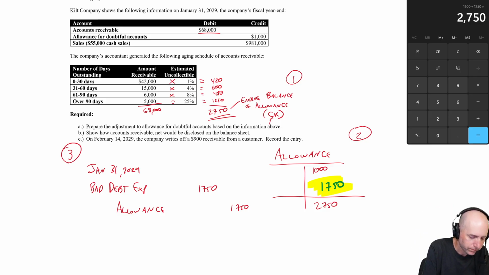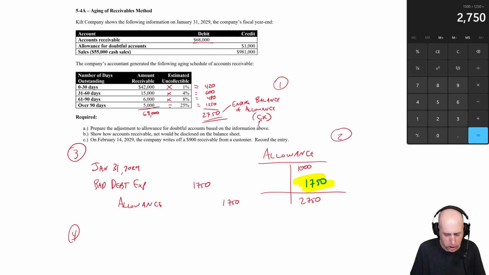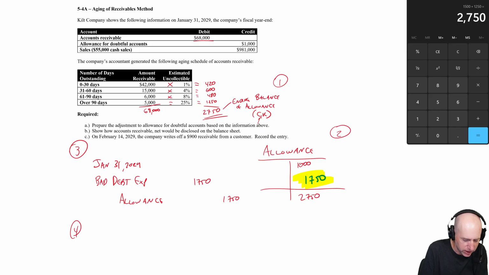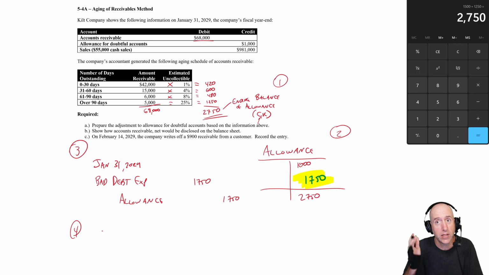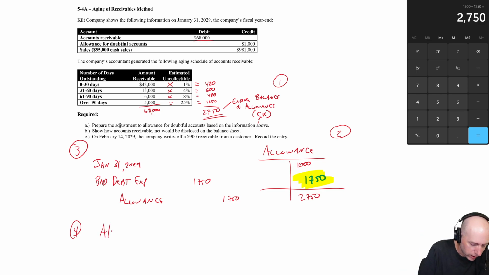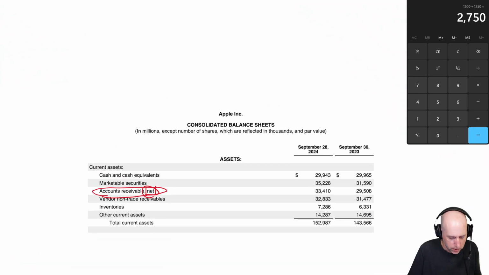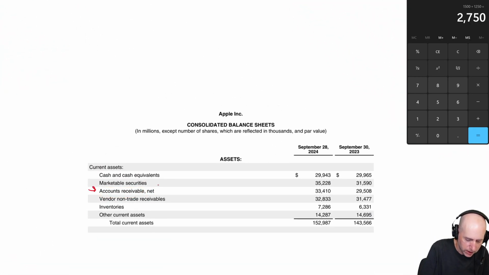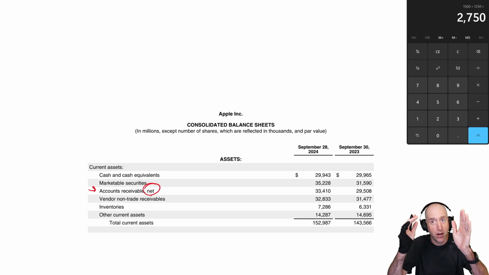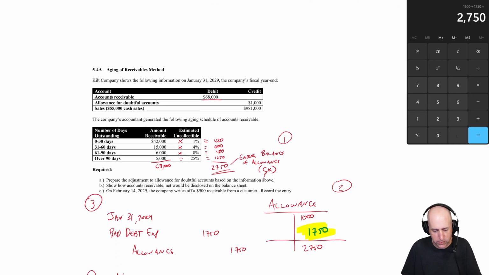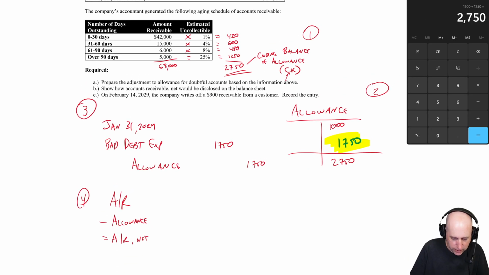So step three, do a journal entry. Step four, update or show how AR net is going to be shown in the financial statements. Remember, when we look at real companies, they don't say accounts receivable, they say accounts receivable net. And we know accounts receivable net is AR minus the allowance for doubtful accounts. Just as Apple disclosed, when they list it, they call it AR net. That means they've taken their accounts receivable minus any allowance for doubtful accounts. So AR minus allowance equals AR net.